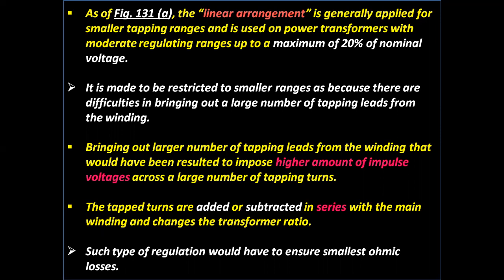Bringing out a larger number of tappings from the winding would result in higher impulse voltages across a large number of tapping turns. The tapped turns are added or subtracted in series with the main winding and change the transformer ratio. Such regulation has to ensure the smallest ohmic losses.